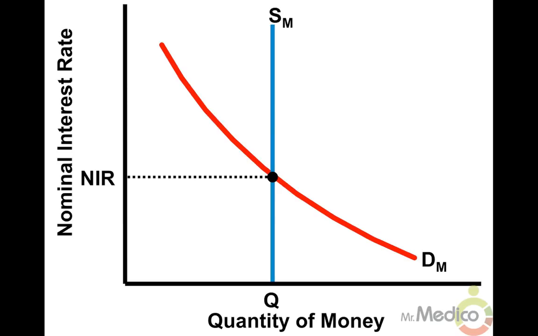So here we have our equilibrium supply and demand of money. We say that the supply of money is perfectly inelastic, or vertical, because it's fixed by the central bank, the Federal Reserve. The price of money is shown as nominal interest rates, short-term interest rates. The demand for money is a downward sloping demand curve, and it's the money market, so the x-axis is the quantity of money.